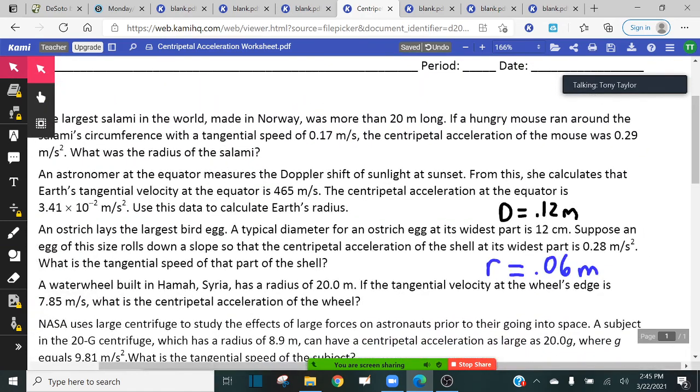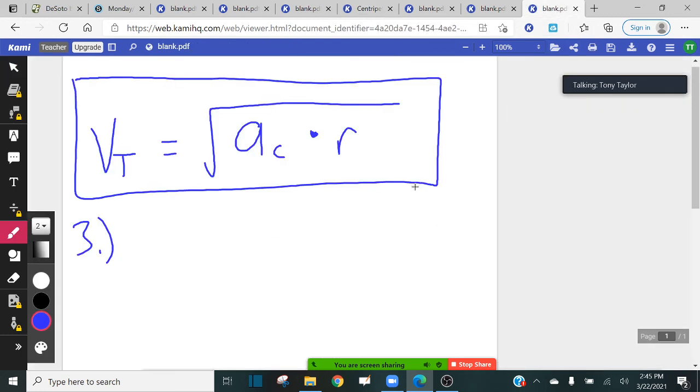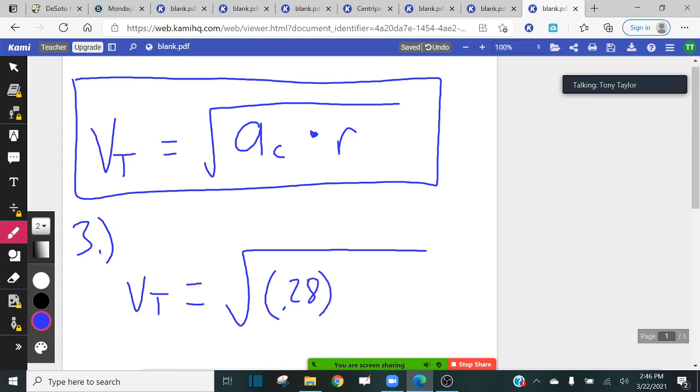So guys, if our radius is 0.06 meters and our acceleration is 0.28 meters per second squared, we can easily solve for the tangential velocity by plugging everything into this equation here. So let's do that now. Tangential velocity is equal to the square root. Remember the centripetal acceleration of the egg is 0.28. We just said the radius was 0.06.